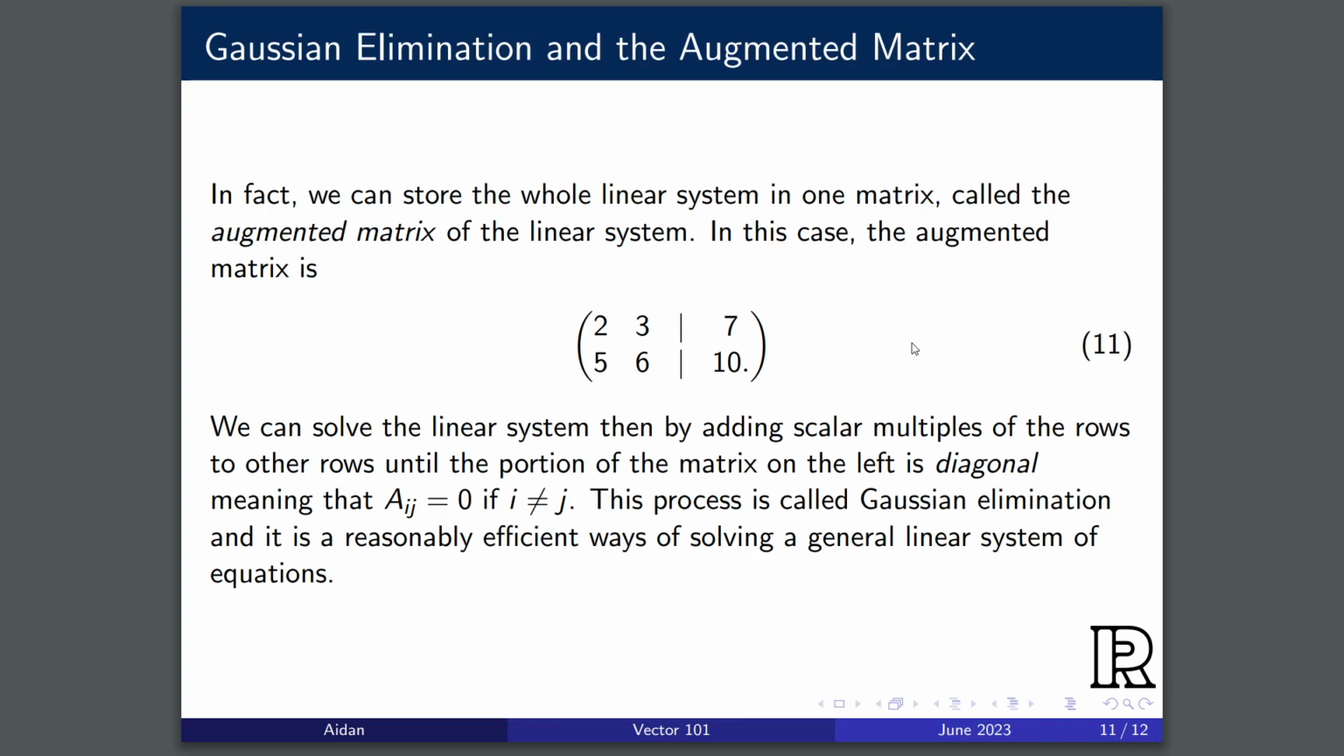So yeah, anyway, back to solving the equation. You can solve the linear system then basically by just adding scalar multiples of some rows to other rows, in order to basically make as many zeros as possible. In particular, we want to keep doing this until the left-hand block is diagonal, or as diagonal as possible. And this process is called Gaussian elimination.